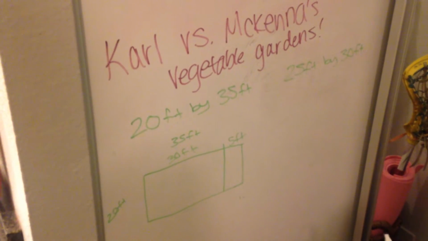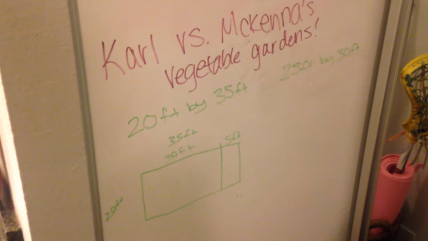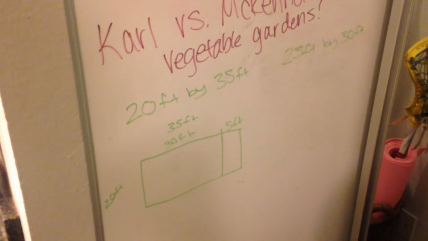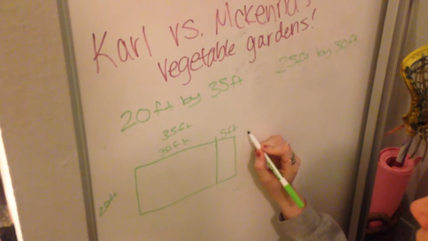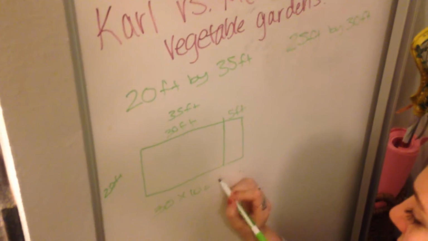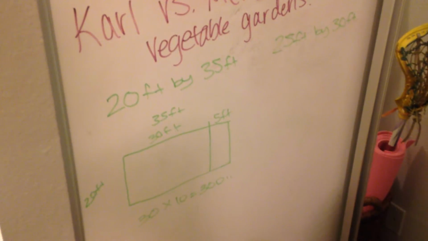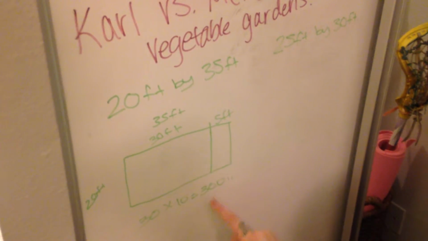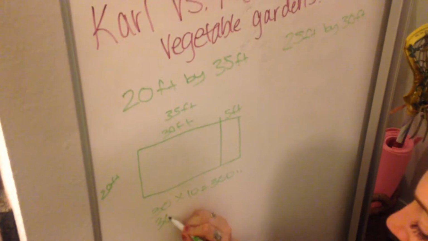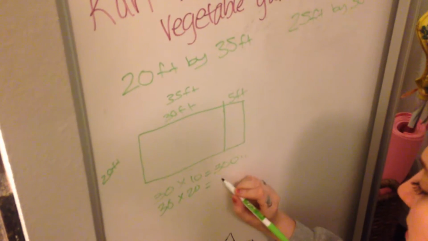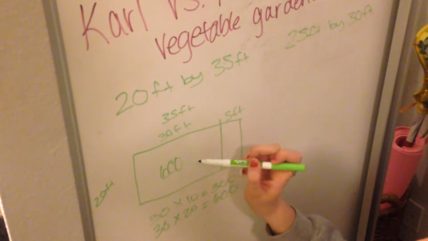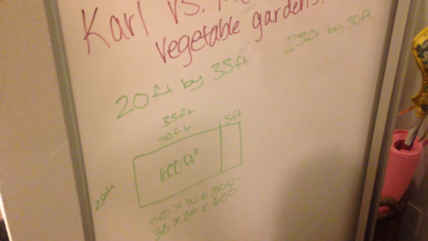So first we need to find the area of the bigger rectangle. To do that, we need to multiply 30 times 20. So I can figure that out because I know that 30 times 10 equals 300. So since 20 is double 10, 30 times 20 must be double 300. So I know that 30 times 20 must equal 600. So I know our bigger rectangle is 600 feet squared.